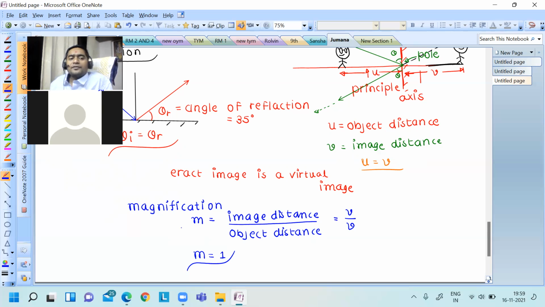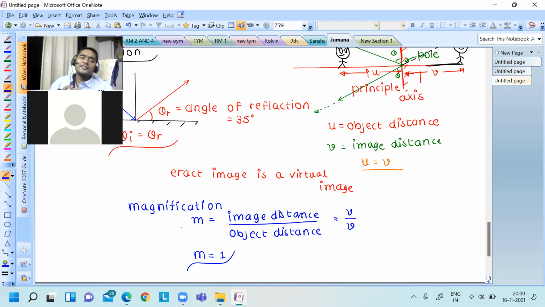And this magnification of 1 also indicates that the height of the object and the height of the image are also the same. There is also something about the plane mirror. It's like opposite when you see the mirror, right? It's called lateral inversion. Lateral means sides, so your sides are going to be reversed.